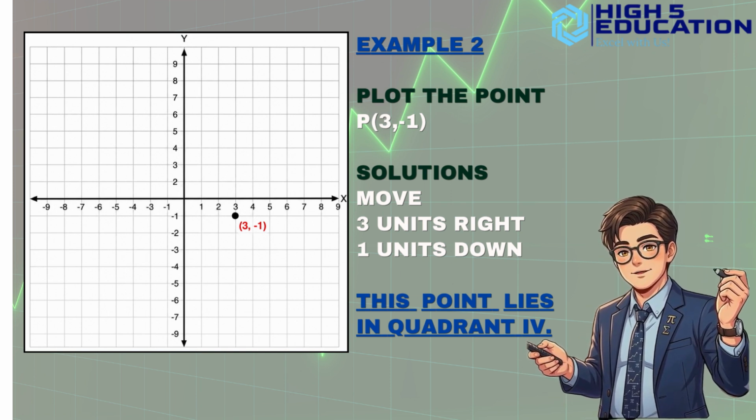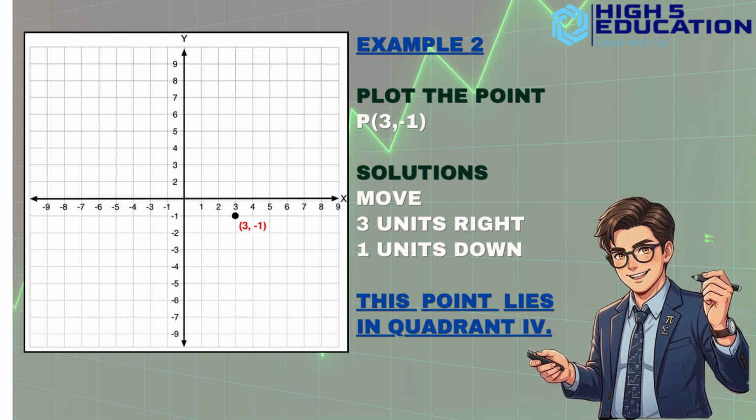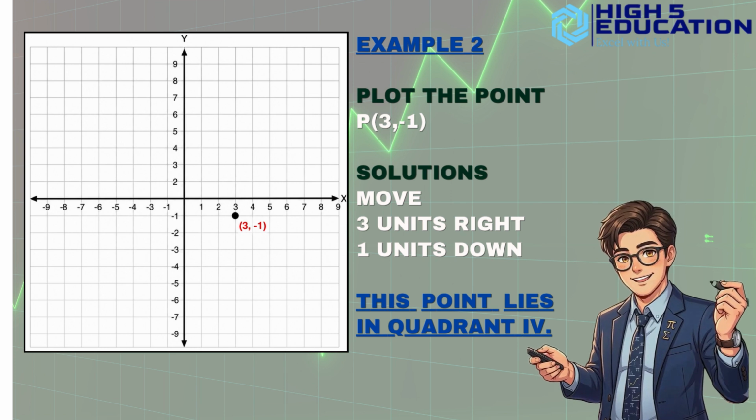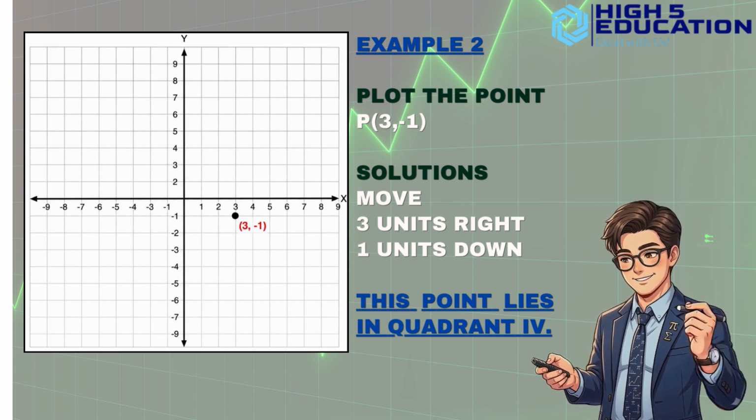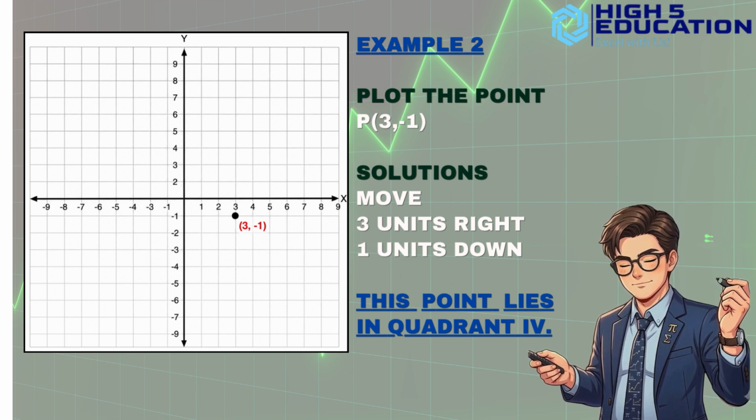First, we always start at the origin, which is 0, 0. The instruction says 3 units right. Moving to the right means the x coordinate is positive, so our x value is 3.